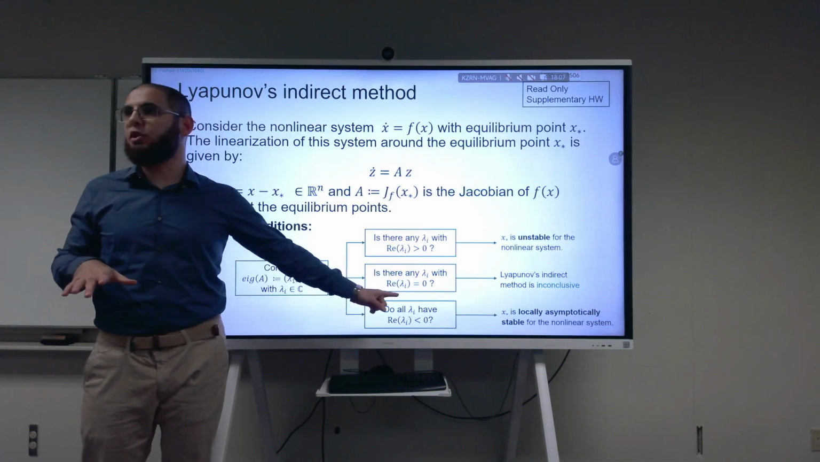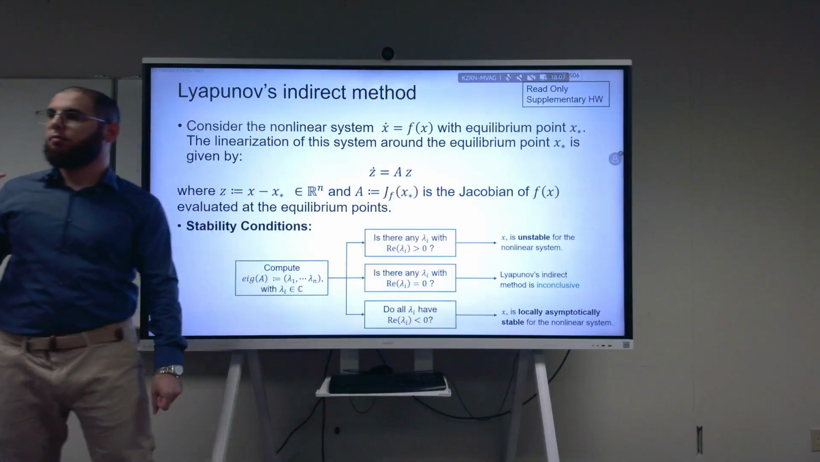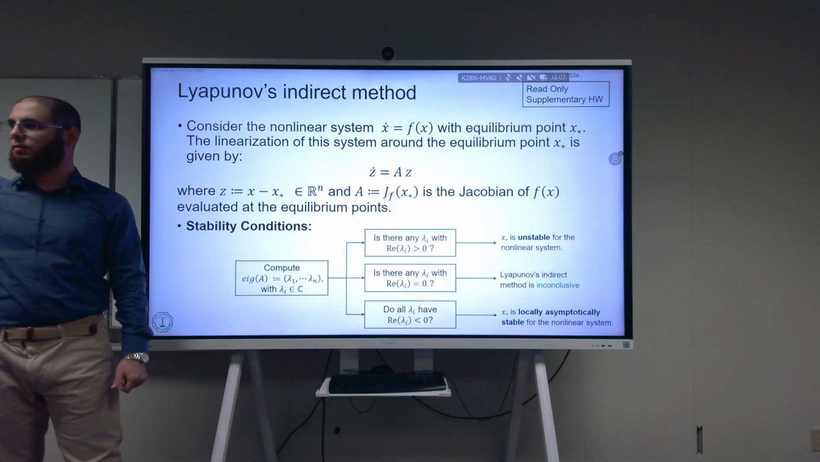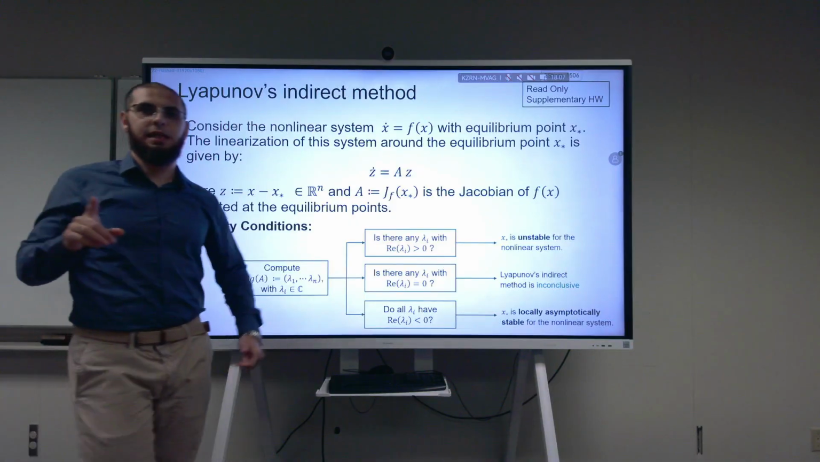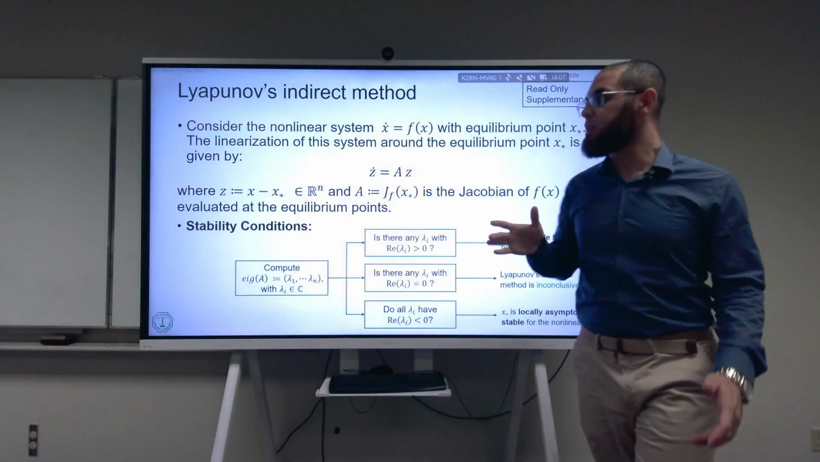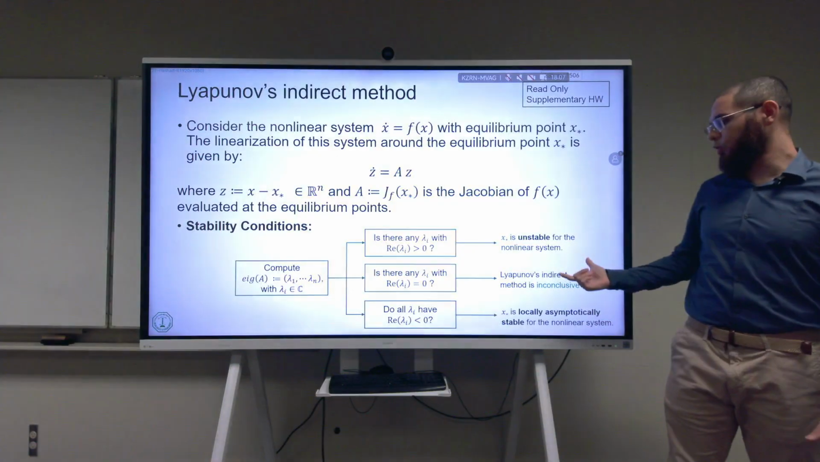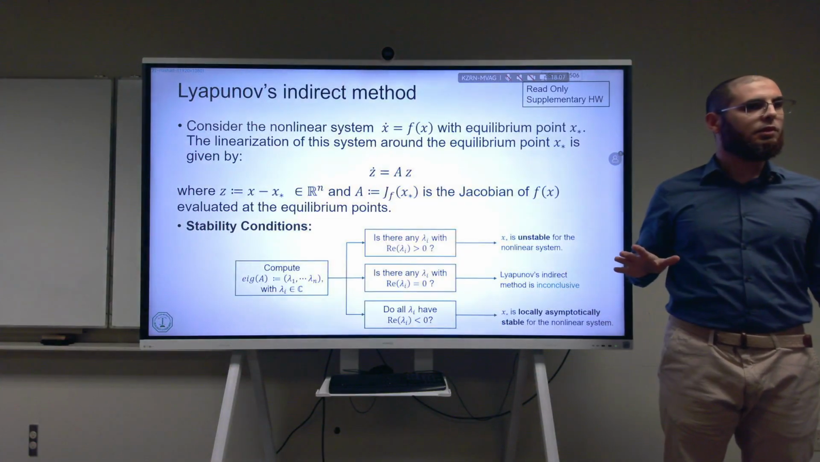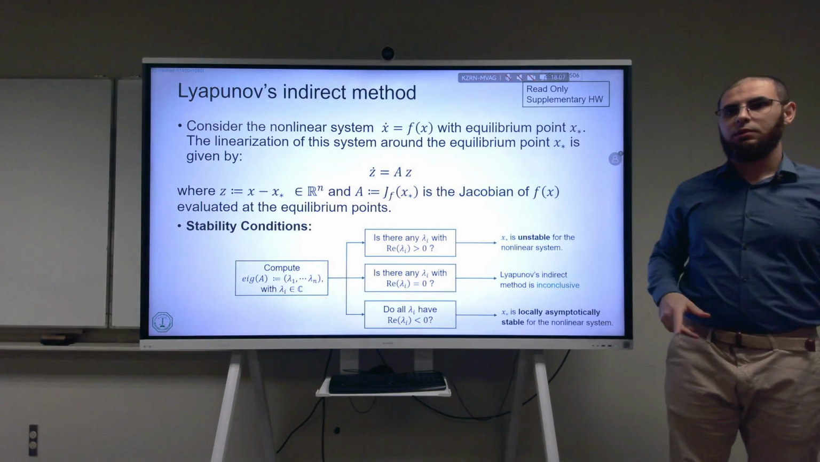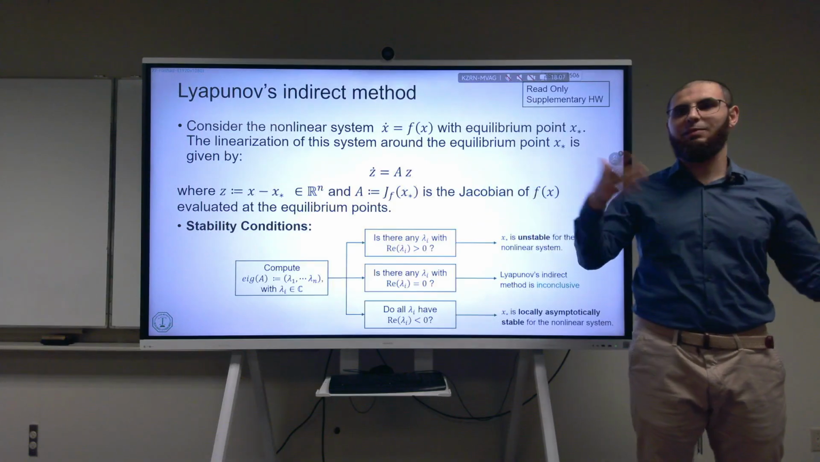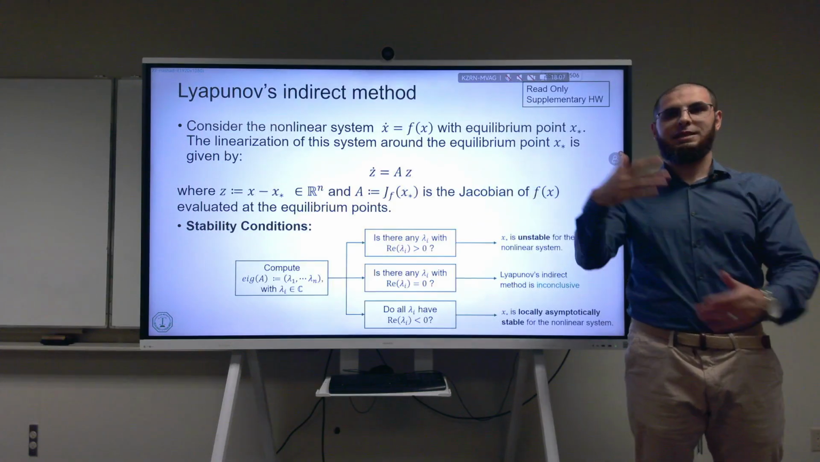And if you have any eigenvalue with a real part equal to 0, you need more information. Exactly. In other words, the indirect method stops, fails. It cannot say anything. It's inconclusive. What does inconclusive mean? Inconclusive means the method cannot tell you whether it's stable, unstable, asymptotically stable, or globally asymptotically stable.